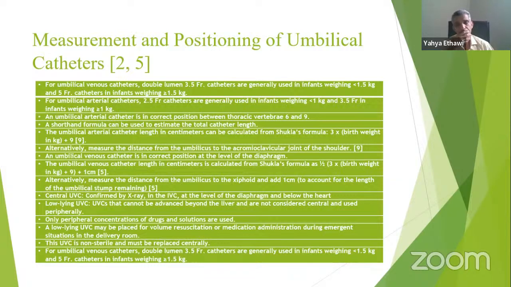For umbilical venous catheter, double lumen 3.5 French catheters are generally used in infants weighing less than 1.5 kg and 5 French catheters in infants weighing more than or equal to 1.5 kg.